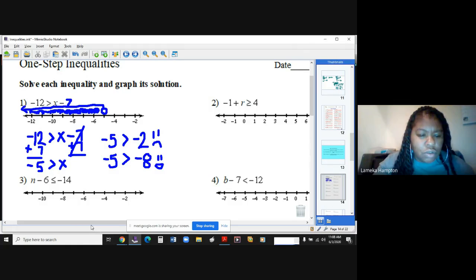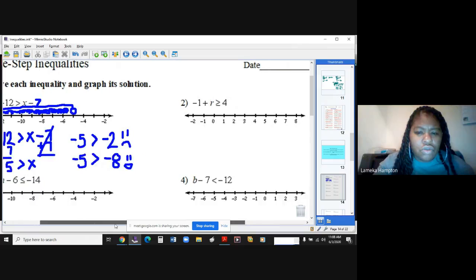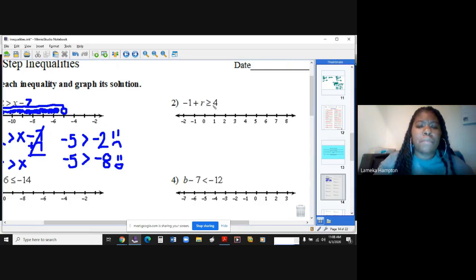All right. So let me scroll on over here. Let me skedaddle to number 2. All right. Now we have -1 + r is greater than or equal to 4. Okay, so thank God I have the room down here. So I'm going to go ahead and rewrite that.